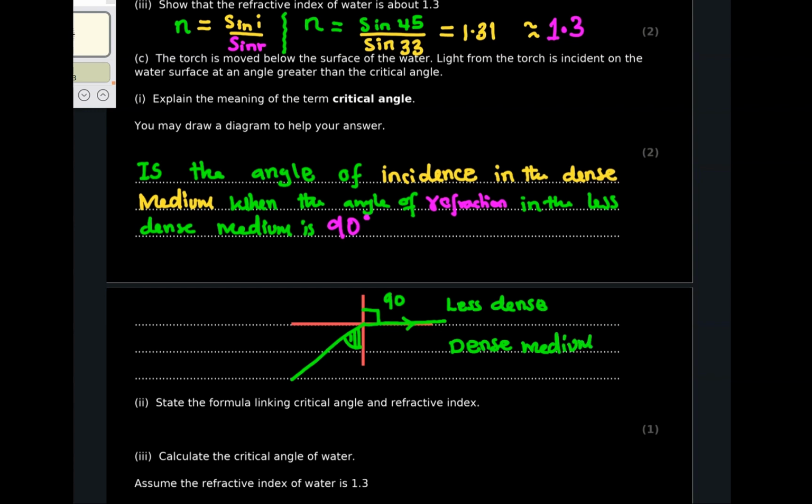So this is a less dense medium at the top and dense medium below. Since this ray is moving from a dense medium to a less dense medium, there is a point where we have an angle of incidence in the dense medium when the angle of refraction is 90. When the angle of refraction in the less dense medium equals 90, the angle in the dense medium has a special name, and that special name is critical angle.